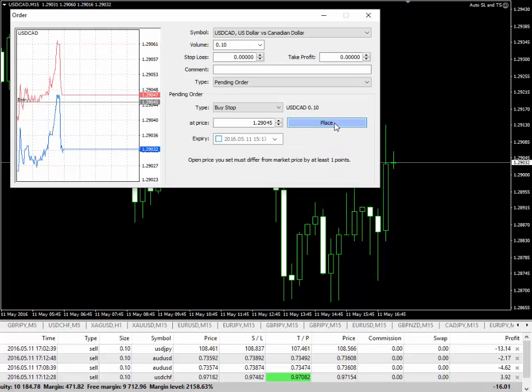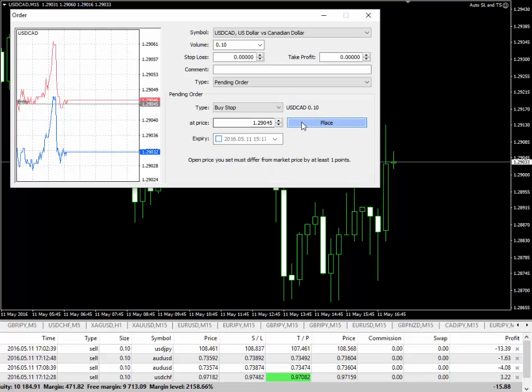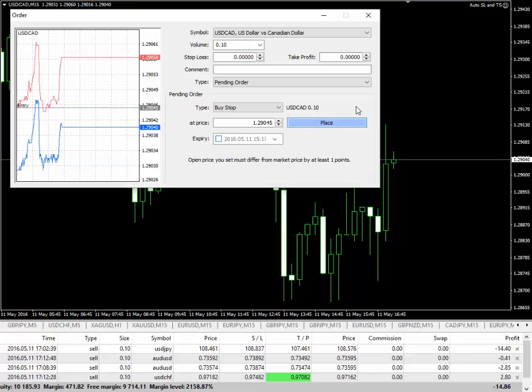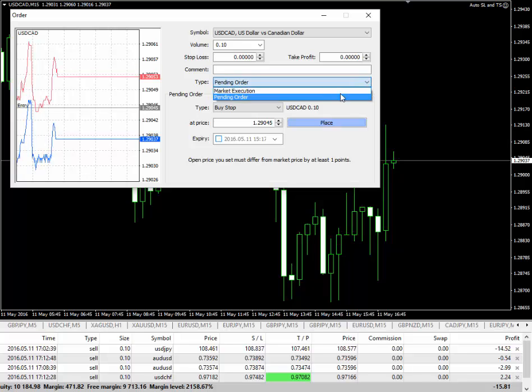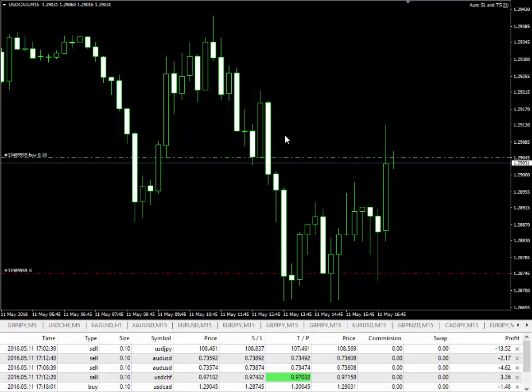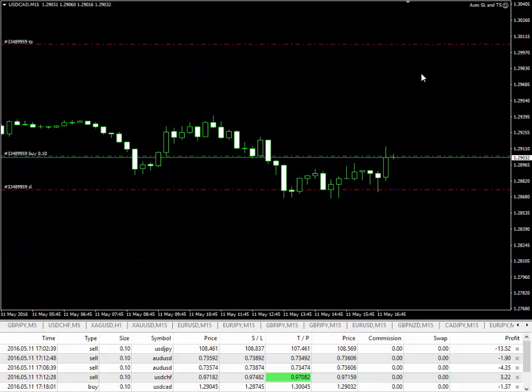Invalid stop loss. When you're getting invalid stop loss, it means the market has already moved in your favor. So the best thing to do is to go to a market order and then buy at whatever price is running. Okay, that's the price. That's the stop loss, and there is the take profit, 100 pips away.